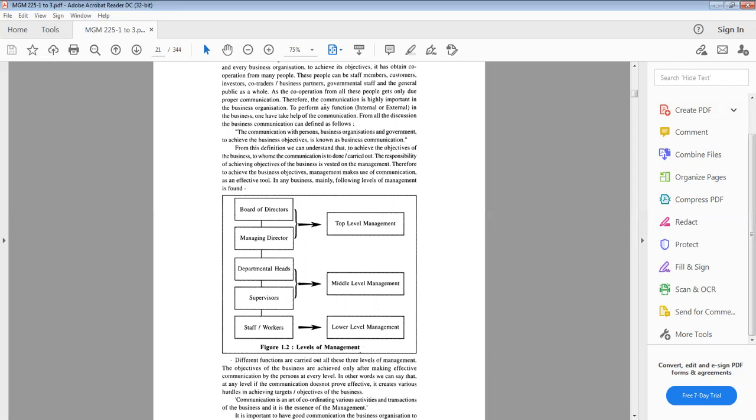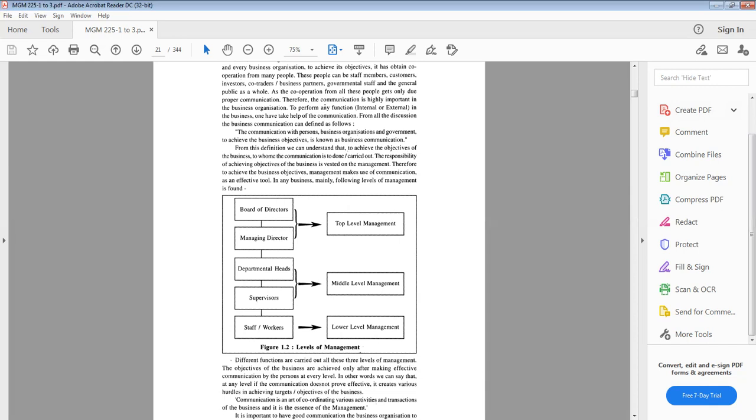Different functions are carried out on these three levels of management. The objectives of business are achieved only after making effective communication by persons at every level. In other words, if the communication doesn't prove effective, it creates various hurdles in achieving the targets and objectives of business.